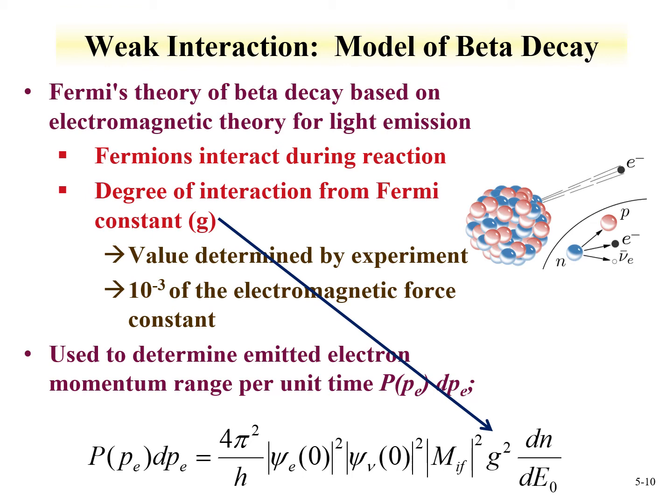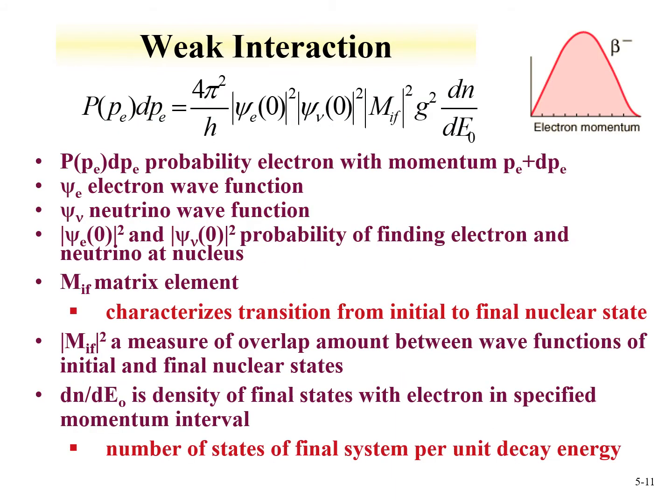It plugs into an equation which is used to determine the emitted electron momentum range per unit time. This winds up being spectral information. So we can get information about the decay spectra of electrons from this term, and we'll describe this equation. Now, this weak interaction equation that's shown here has a number of different components to it, and it fundamentally gives the probability of an electron with a given electron momentum. It gives a momentum spectrum, and we can convert this into an energy spectrum.